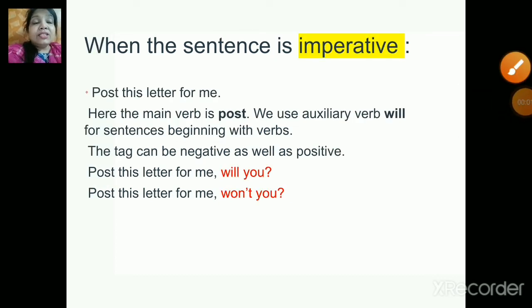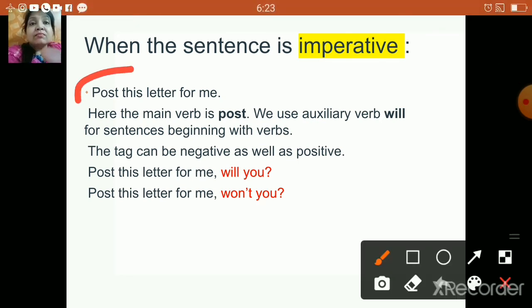Now, children, let's check one more rule. Imperative sentences. What are imperative sentences? Any sentences which give a command or an order. Over here, there is a statement which says, post this letter for me. Post over here is what? Your main verb, right? So, we use the auxiliary verb will for sentences beginning with verbs. Remember, children, whenever you come across a sentence which starts with the verb, you have to use will.